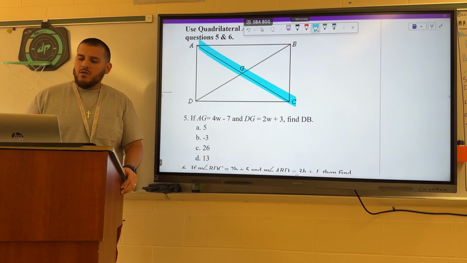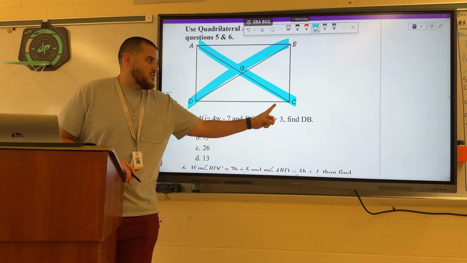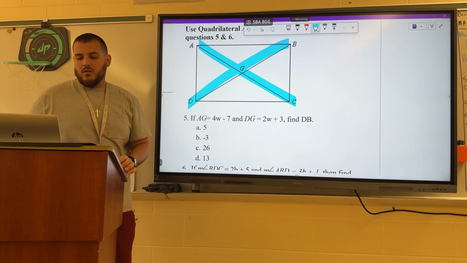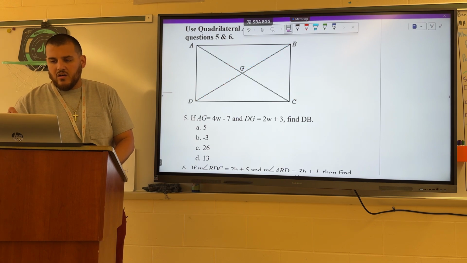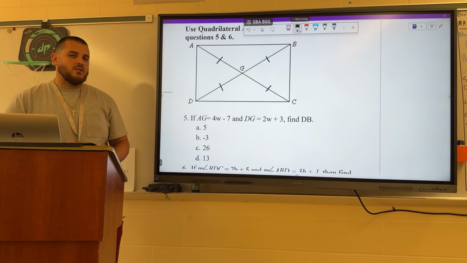Meaning if AC was 10, then BD would also be 10, which means that AG would be 5, and GC would be 5, and BG would be 5, and GD would be 5. The key here is to know that all of these pieces here would be congruent because it's a rectangle.